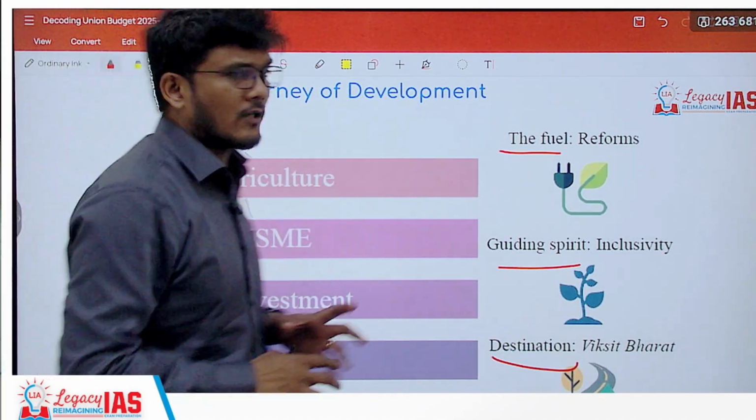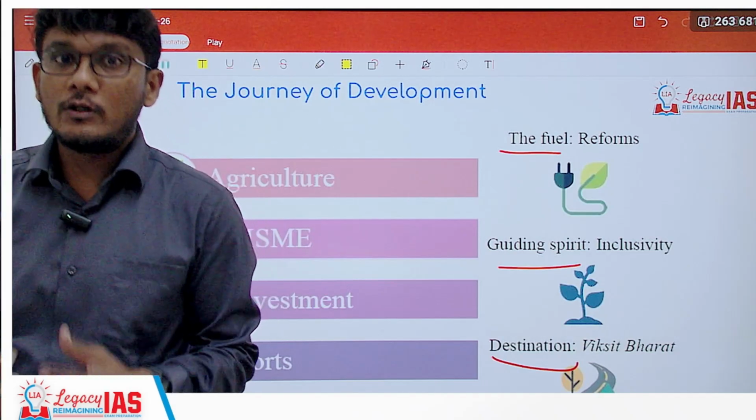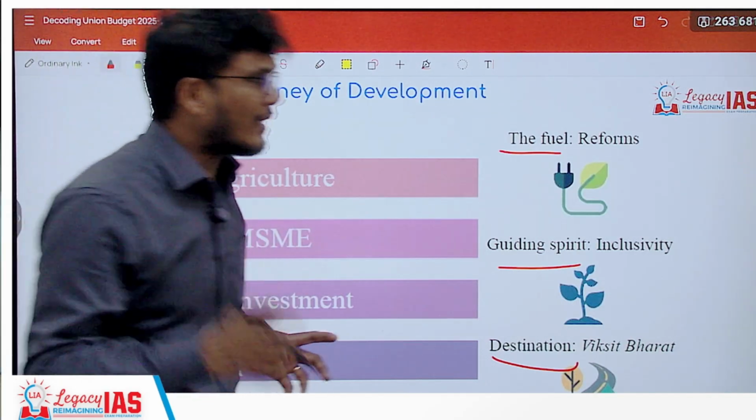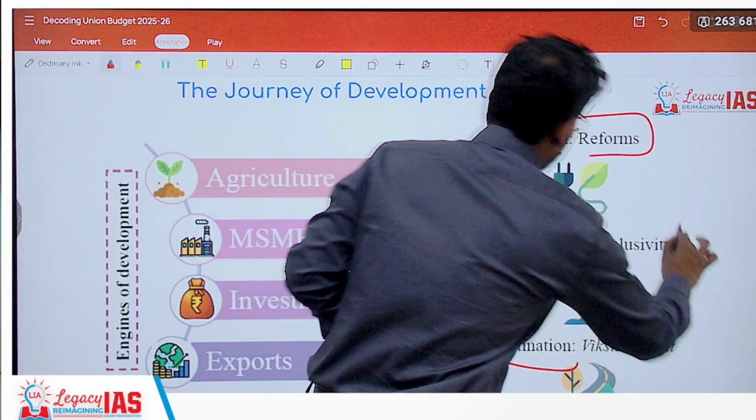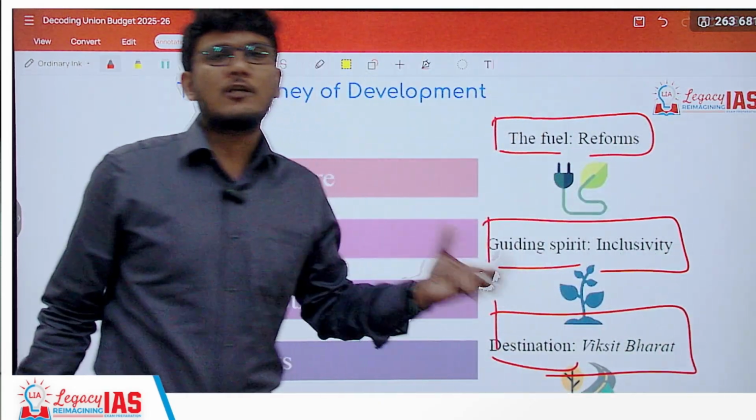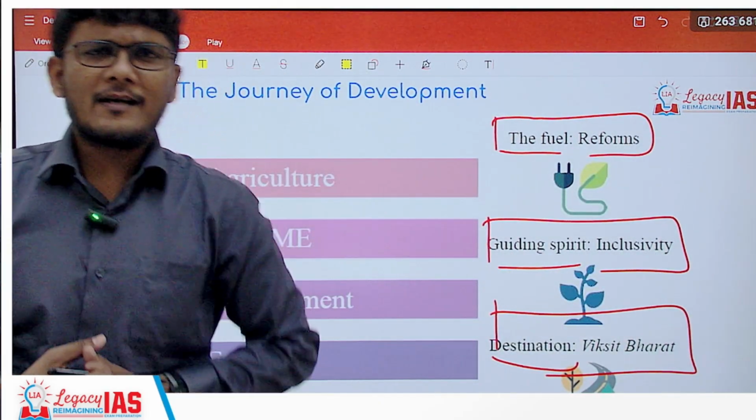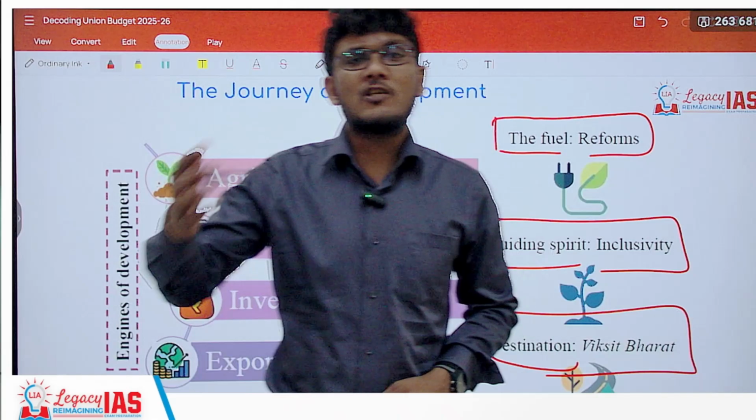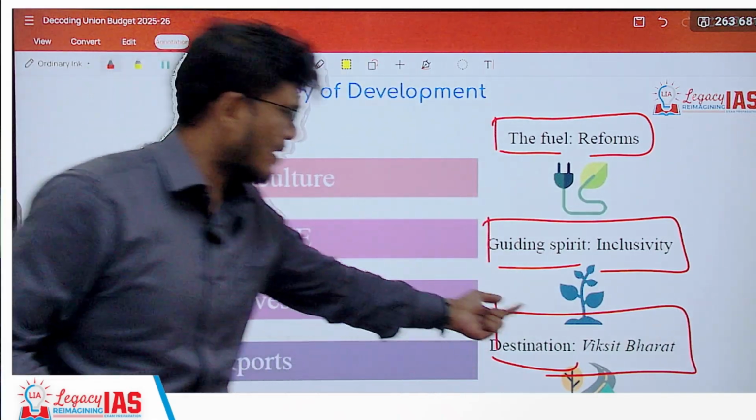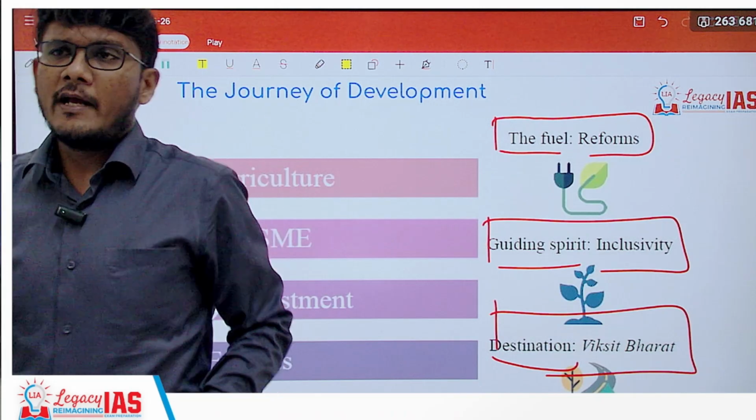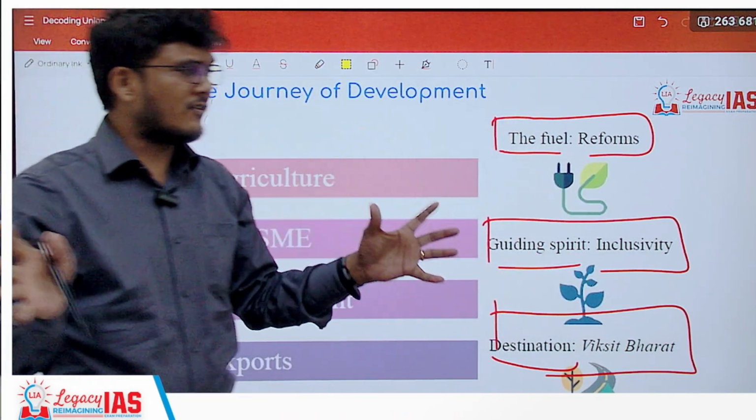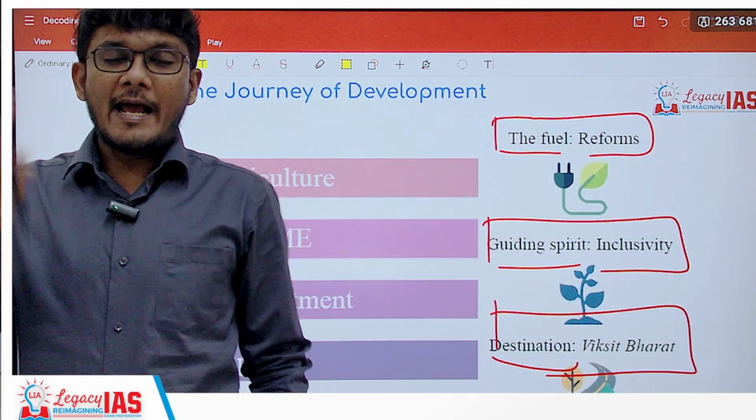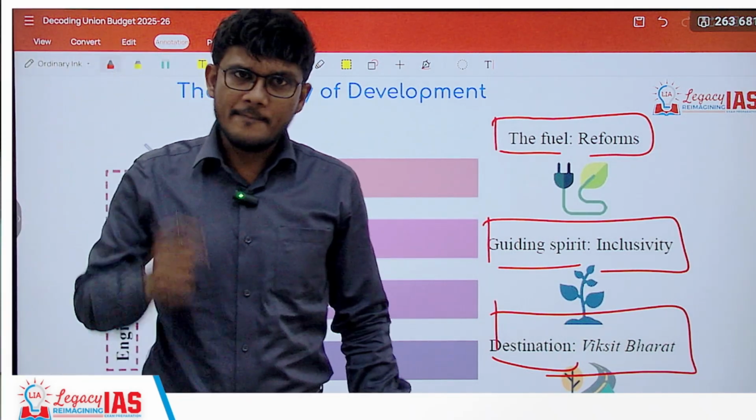When you're writing your answer, the question need not directly be related to the budget. It can be, and then you write it directly, but in other answers also you can utilize the phrases and concepts that the government or the budget document talks about. If you're writing an economy related answer, you can talk about this as the fuel, whereas this is the guiding spirit and the final destination of India becoming Viksit Bharat, as they have talked about. For some other answer, you can write about India being the fastest growing economy in the world, etc. You can modify these things and use them in a similar fashion in your answers, and that is going to give you the edge over others.